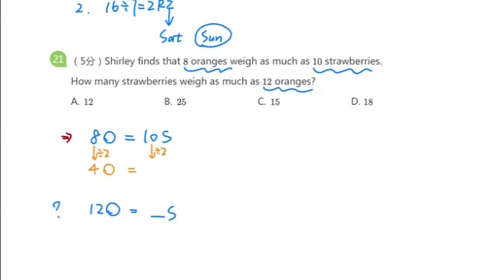And now 4 and 12, there is a multiple relationship between them. So we use 4 times 3 equals to 12. Then we should do the same on the right hand side. 5 times 3 equals to 15. So the final answer for this question should be C, 15. And then let's move on to question 22.